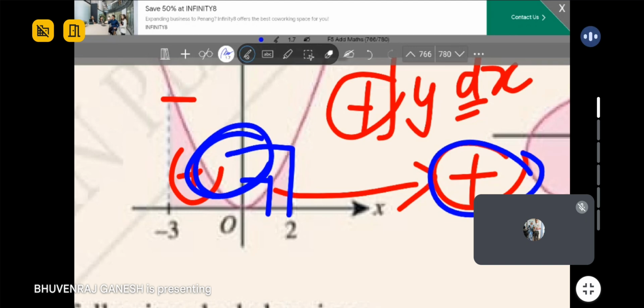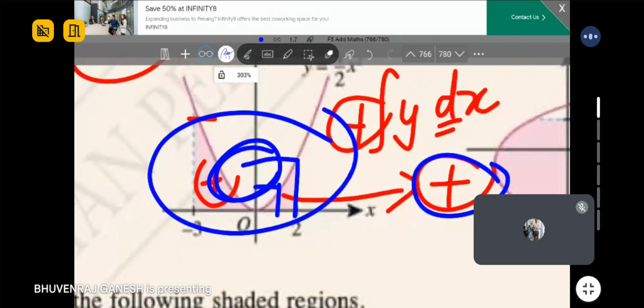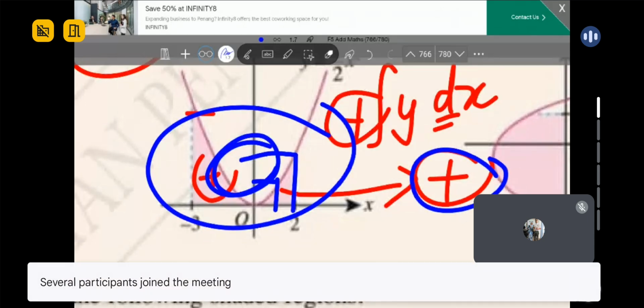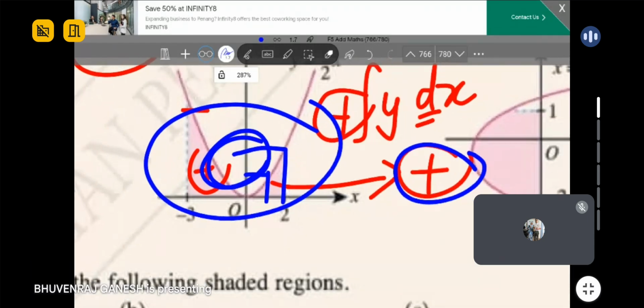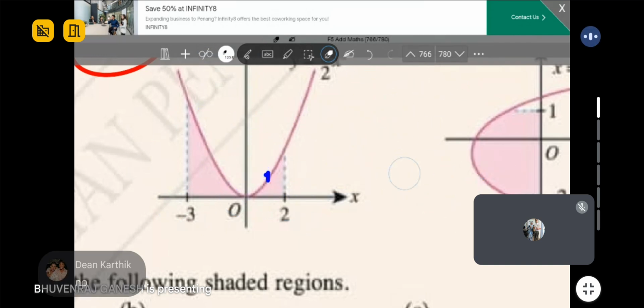Okay? So guys, now I ask you, both of these areas are positive. Both of these areas are positive. So is it necessary to use modulus? Should I use modulus? Yes or no? Think and see. Do I need to use the modulus symbol in my working if both these regions are positive? No need, sir. Very good.